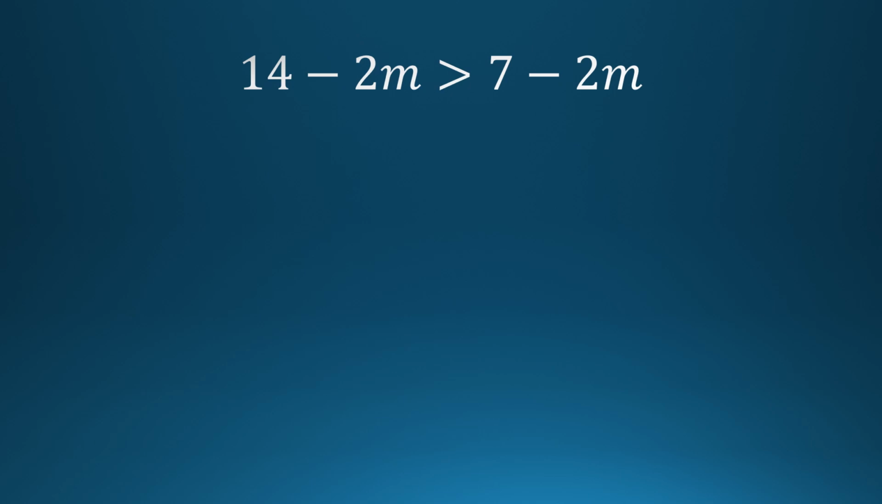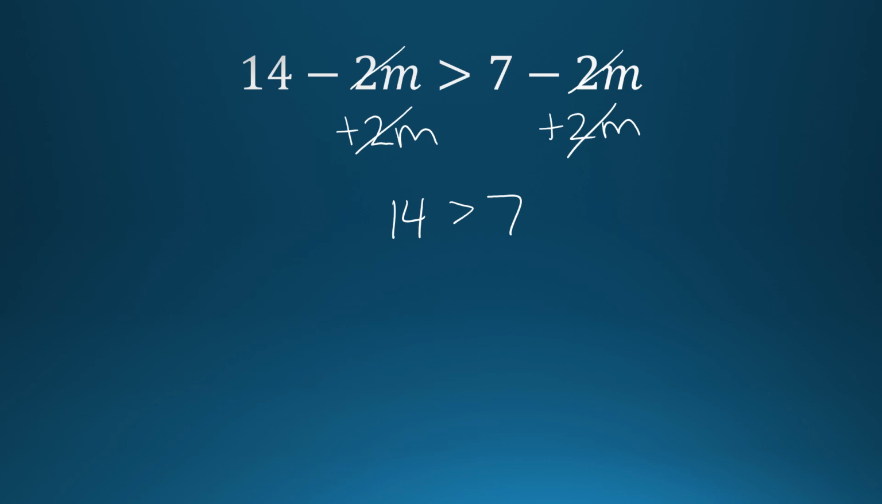So to get the variables on the same side, I'm going to add 2m to both sides. And notice what happens. The negative 2m and positive 2m cancel on both the left and the right, leaving us with just 14 is greater than 7. We have no more variables, and so we have to just look at what this inequality means. 14 is greater than 7. This inequality statement is always true because 14 will always be larger than 7.